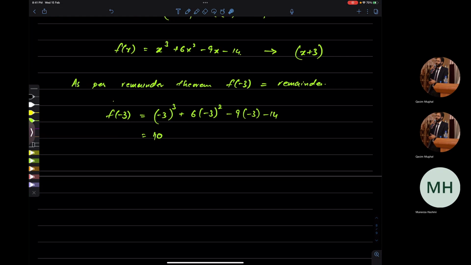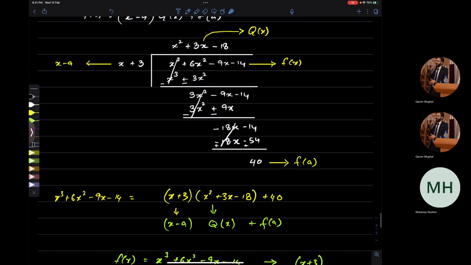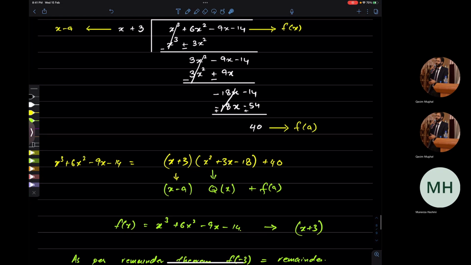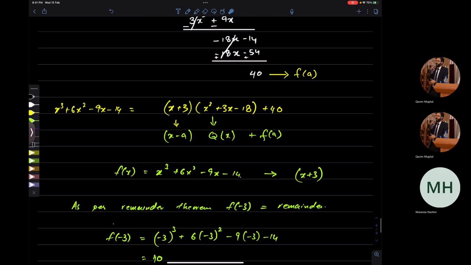You'll be using this method if you're interested in the remainder of the problem. You're not interested in the q of x. You're provided with a polynomial, you're provided with a divisor, and the examiner asks you about the remainder. So you don't have to do the long division process to get to the remainder. Simply use this formula, directly use the remainder theorem, and directly know the remainder of it.